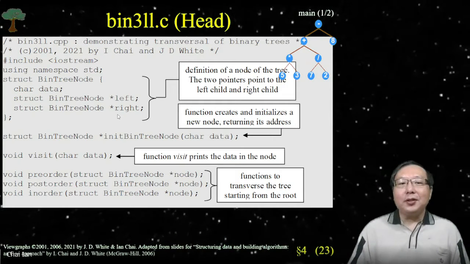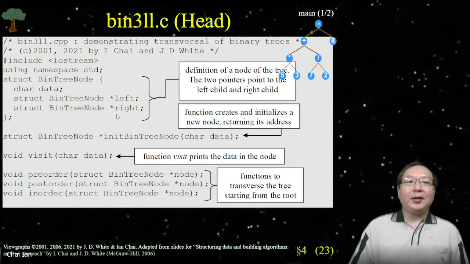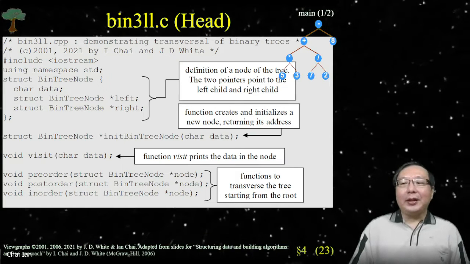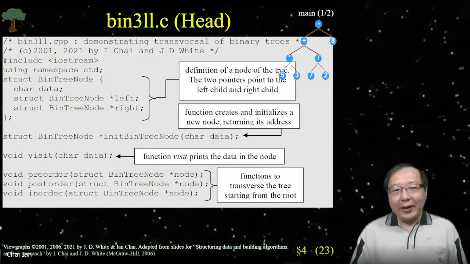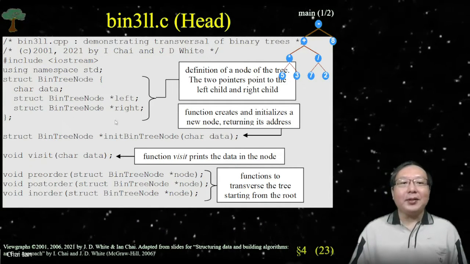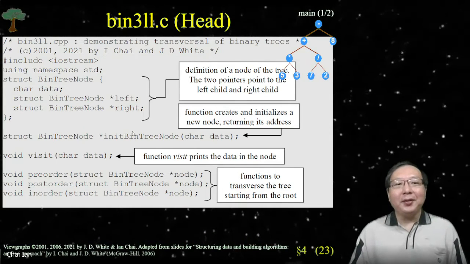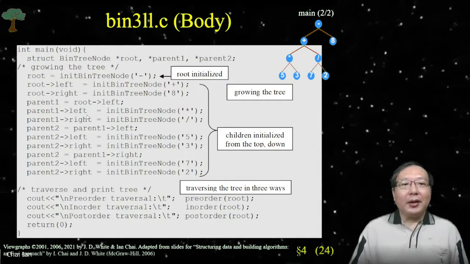So you notice this looks very much like the node for the doubly linked list, right? In fact, the structure is exactly the same as the doubly linked list. We just changed the name only.